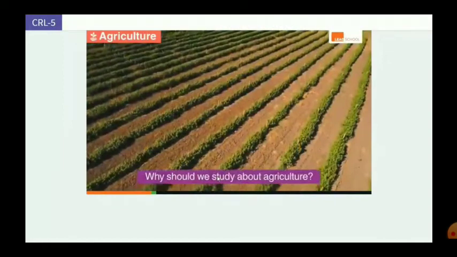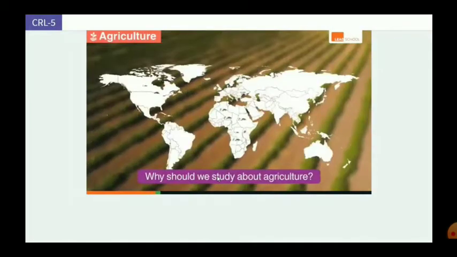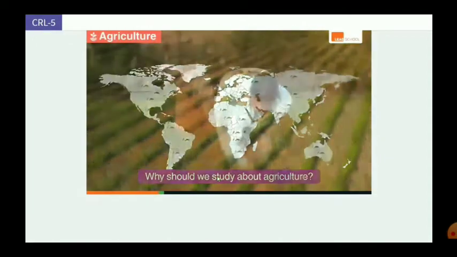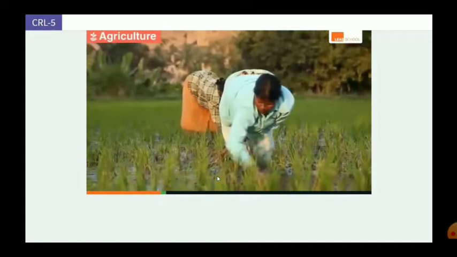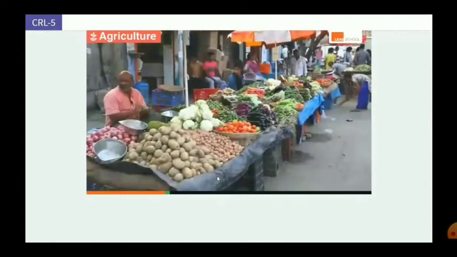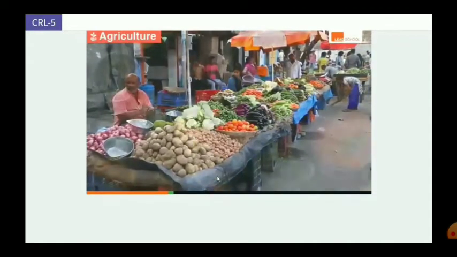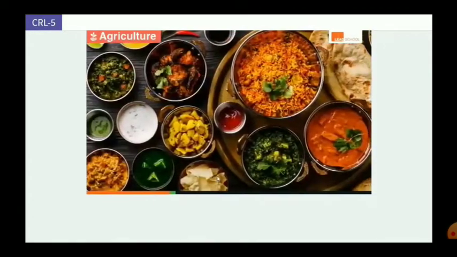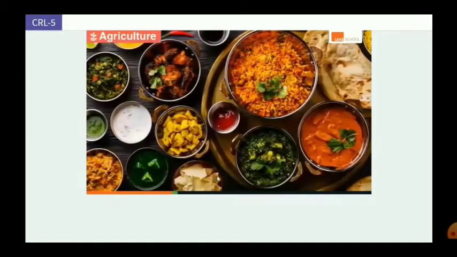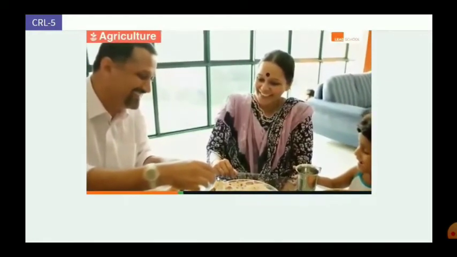But why should we study about agriculture? It's because agriculture is the most common economic activity across the world. For example, in India, 2/3 of the population is directly or indirectly dependent on agriculture for its income. And in addition, all of us depend on agriculture for our food. So, agriculture and its development directly affect each one of us.